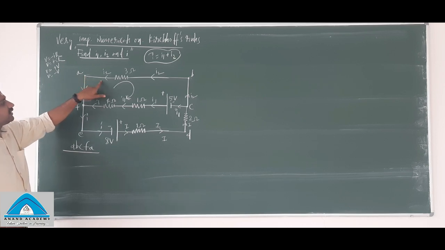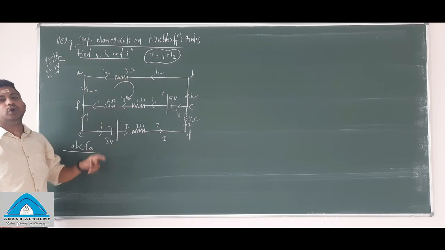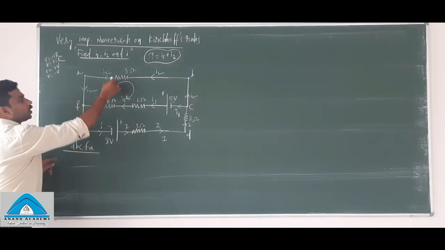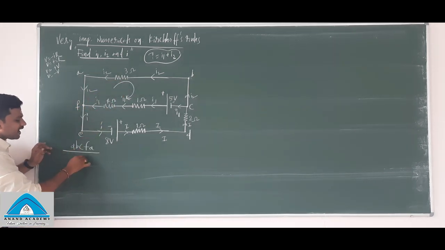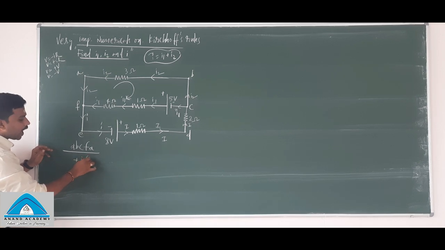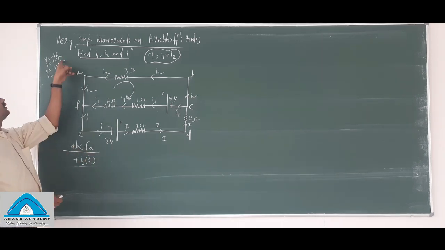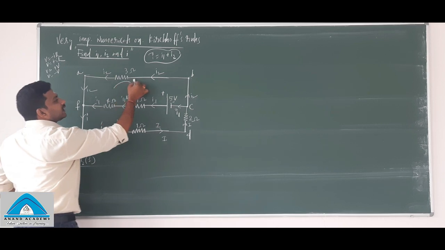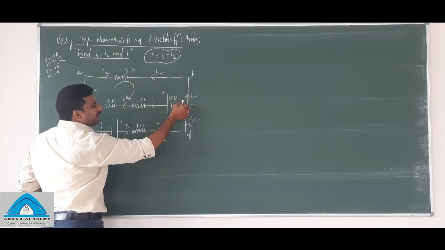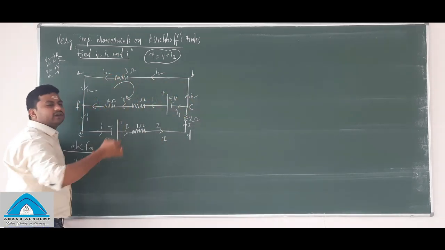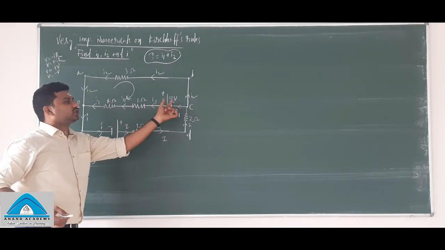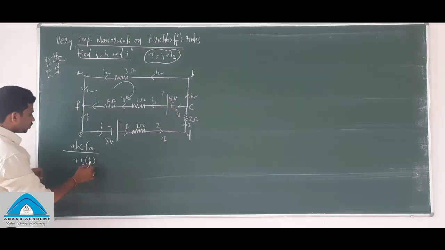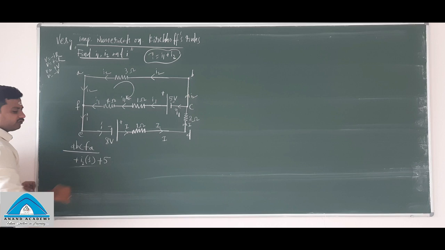Our loop direction is like this. See, the current is passing through this resistor opposite to the direction of loop, and the potential difference across it is what? Plus I2 into R. Okay, now we are moving like this. See, our loop is touching the negative terminal of the cell, so the potential difference across this will be positive. So that is plus 5 volt.